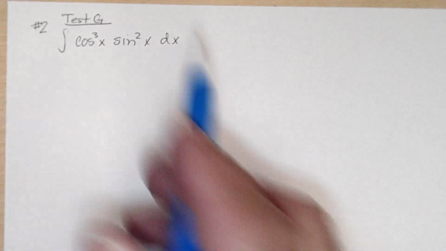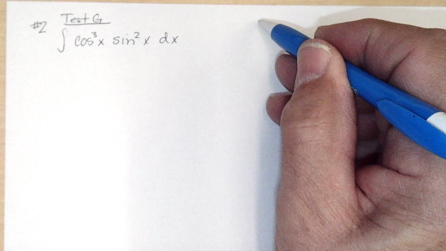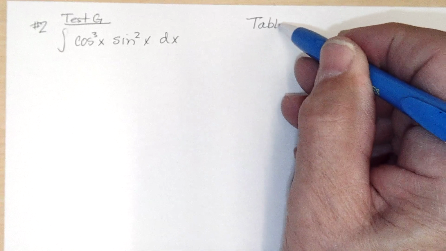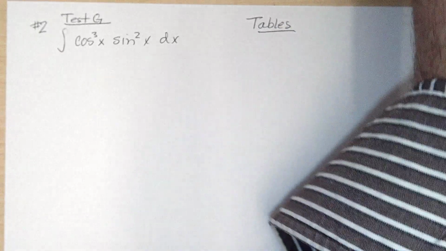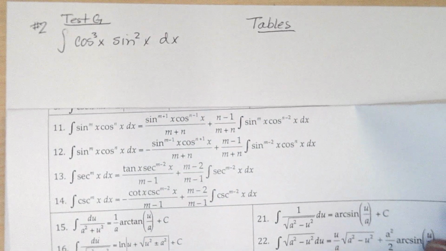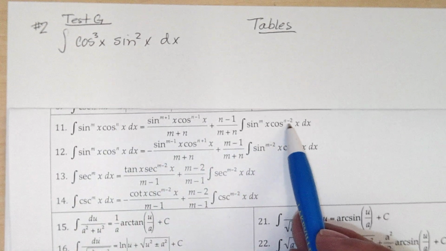Okay, on test G, number 2 had this, and this could be done most easily with tables. And I used formula 11 when I made the video, and it reduced, let me get this folded so you can see it. 11, I should have prepared this. I used formula 11, which reduced the cosine down 2.